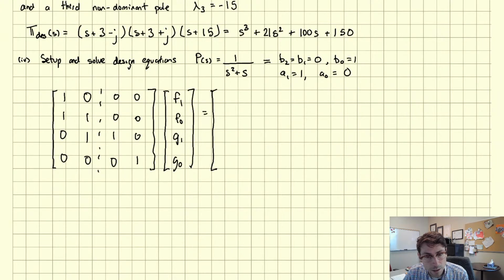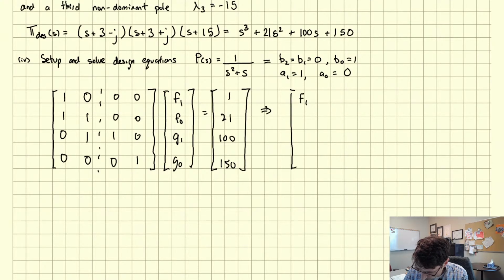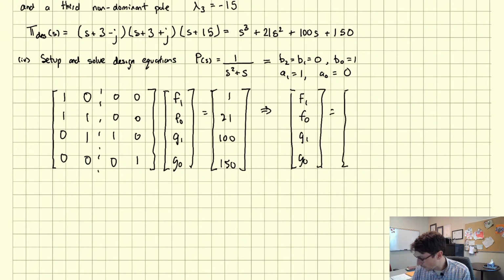And then the right-hand side comes from the desired characteristic polynomial, which in this case is 1, 21, 100, 150. Solving gives us 1, 20, 80, 150.